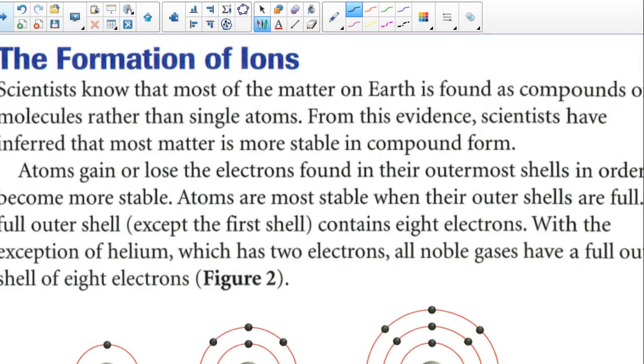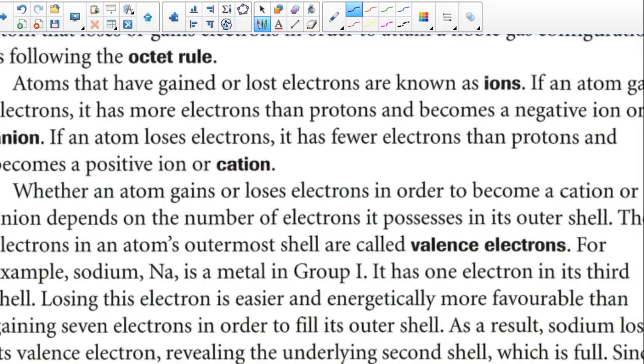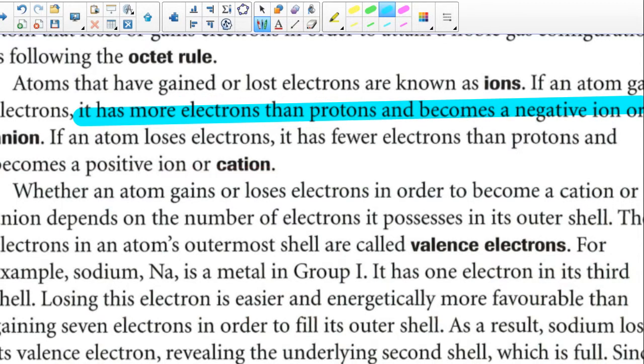So, if we look down here, we've got some elements here, and again, these ones are all neutral because the number of protons is equal to the number of electrons. If I scroll through a little bit here, now, here's some important information. If it has more electrons than protons, therefore it's going to have a larger electric charge, a negative electric charge.